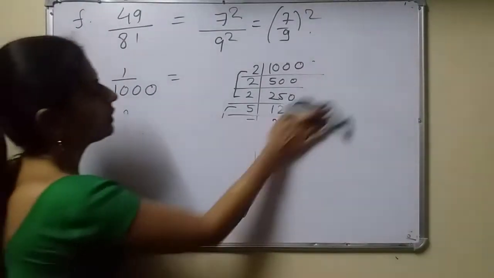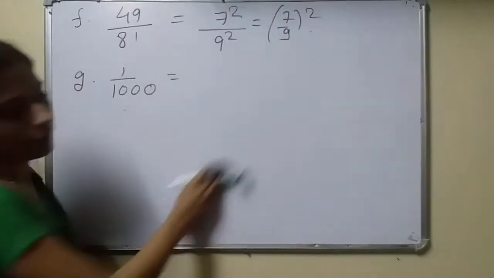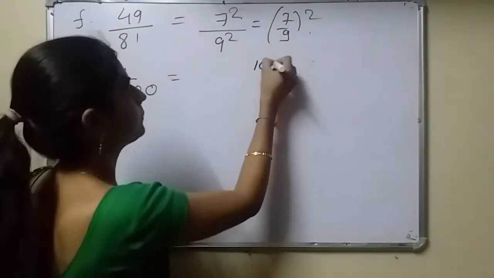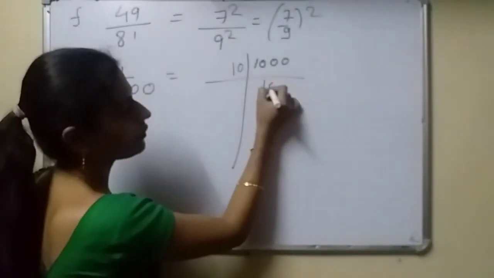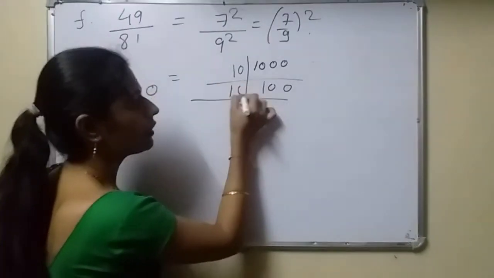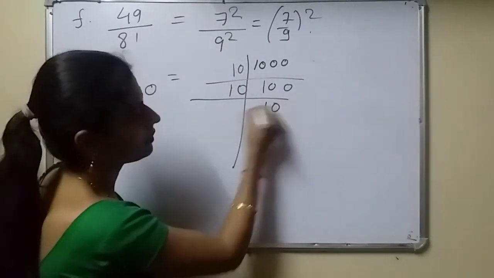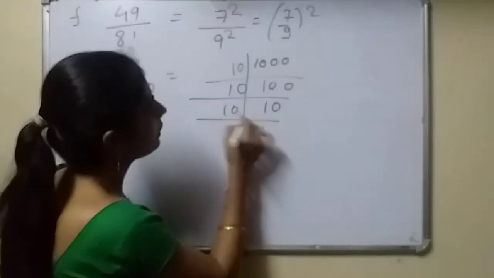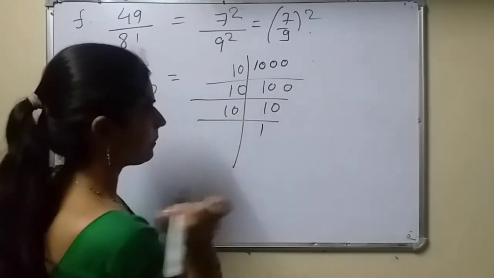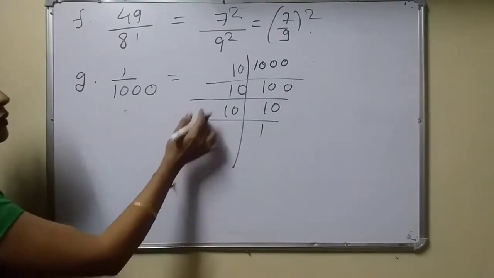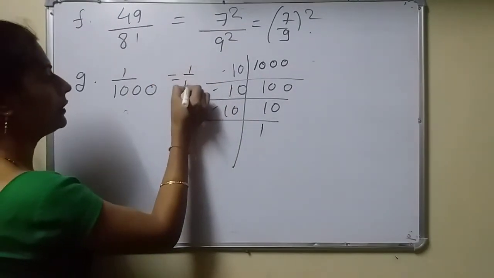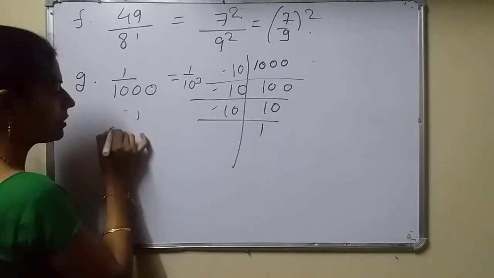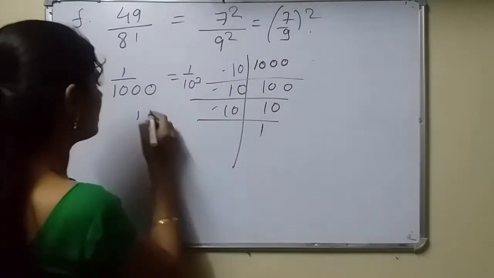Now see, if you are dividing 1000 directly by 10, here you will get 100. Again you are dividing by 10, and again you are dividing by 10, 1. Now see, what is the number you got here? 1 2 3. Cube of 10, 1 by 10 cube. If you are taking the cube of 1, it will remain the same.